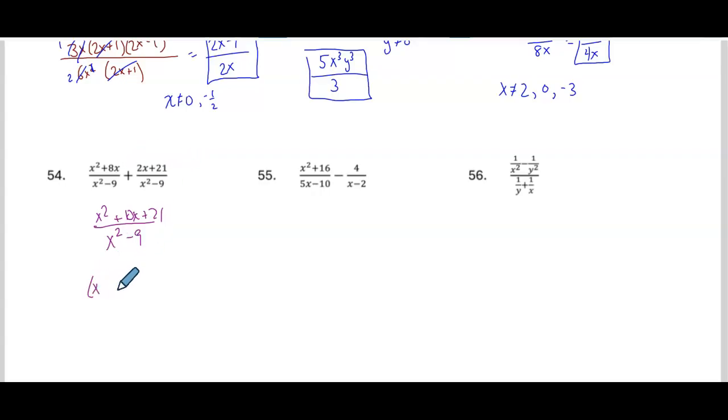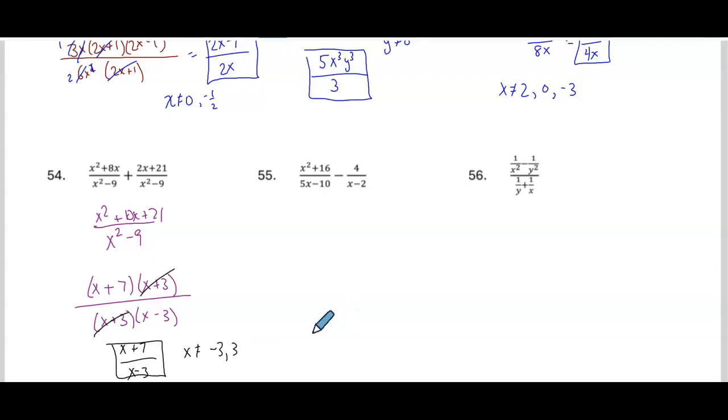Now we'll do some factoring to see if anything cancels. 7 and 3 should give me 21. And this is a difference of squares, so x plus 3, x minus 3, and I do in fact have canceling to do. Take out the plus 3's, and I have x plus 7 over x minus 3. And then denominator factors, so I cannot use negative 3 or positive 3.